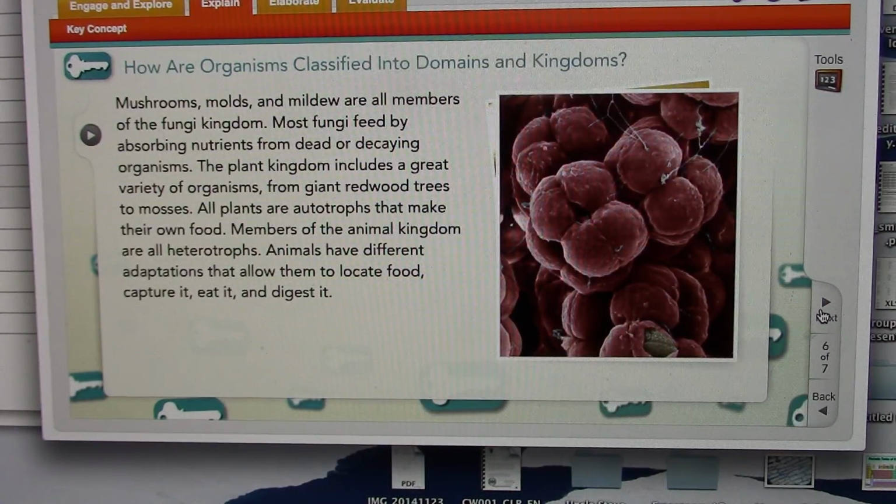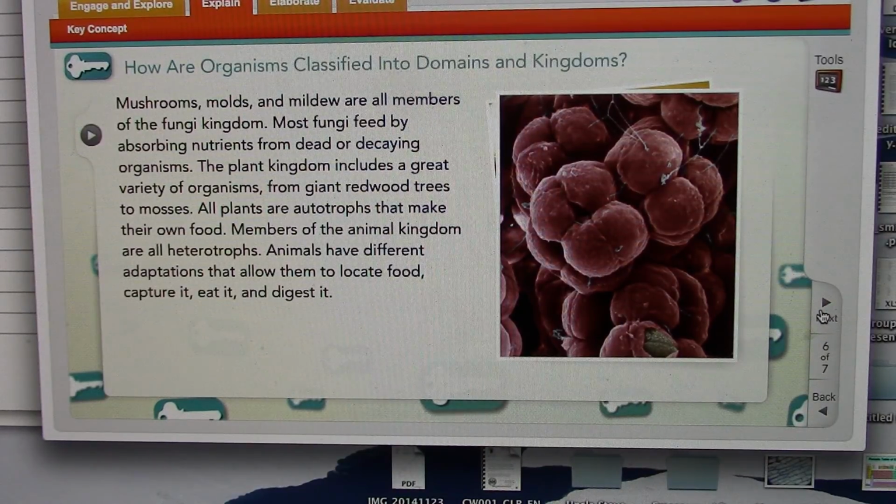Mushrooms, molds, and mildew are all members of fungi. Most fungi feed by absorbing nutrients from dead or decaying organisms. The plant kingdom is a lot of different things, from redwood trees to mosses to little bits of things you find outside growing, like grass. All plants are autotrophs. All plants make their own food.